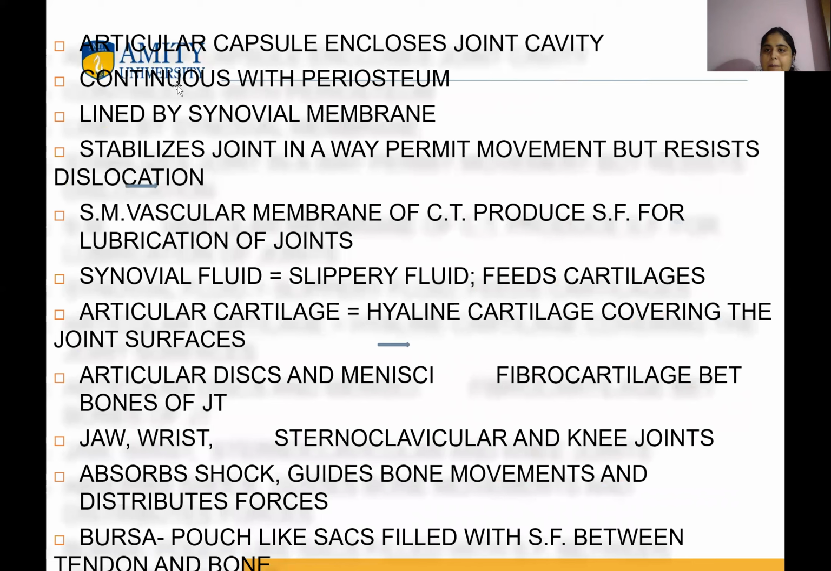The articular capsule encloses the joint cavity. It is continuous with the periosteum. It is lined by the synovial membrane. It stabilizes the joint in a way that permits movement but resists dislocation.